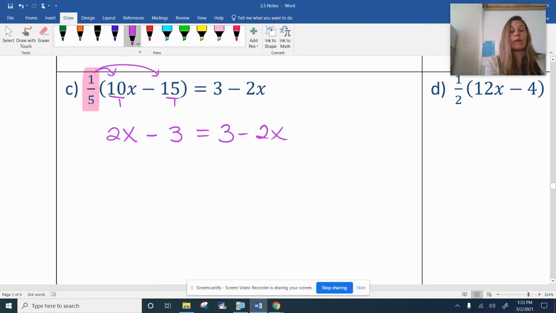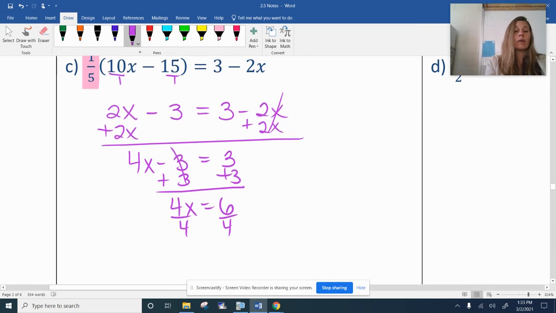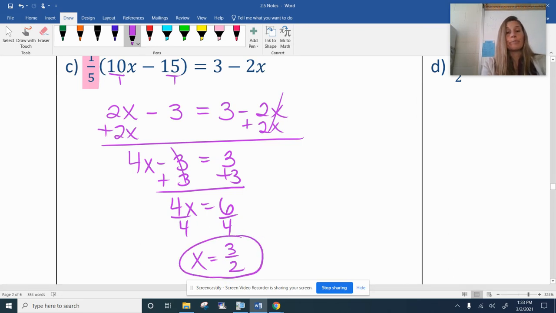And now I'm going to move my variable. Negative 2x is smaller than positive 2x. That's the one I'm choosing to move over. So now I have 4x minus 3 equals 3. I have to move my constant now to the opposite side. So 4x equals 6. And then when I divide, I'm going to end up with a fraction, 6 over 4, which I can simplify or reduce to 3 over 2.